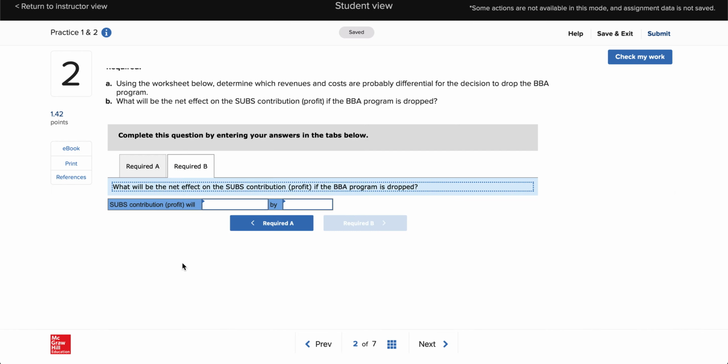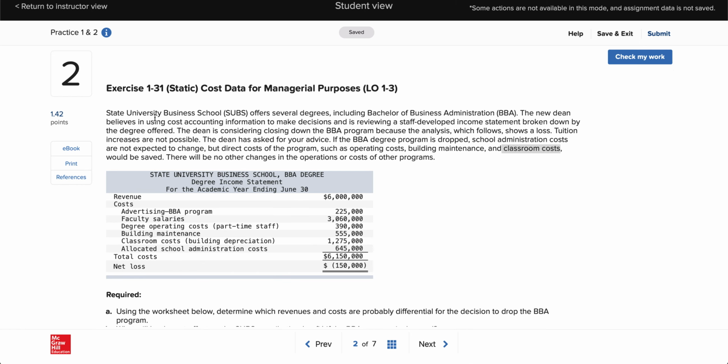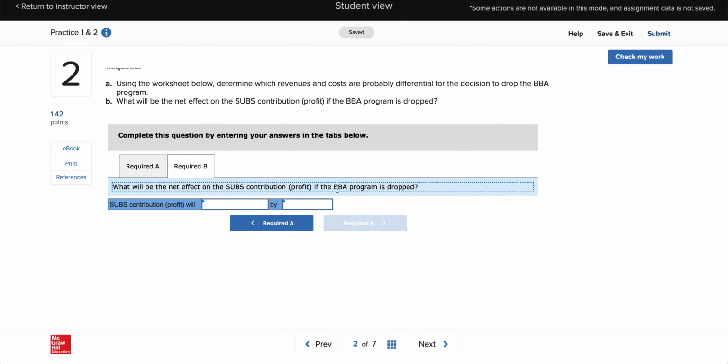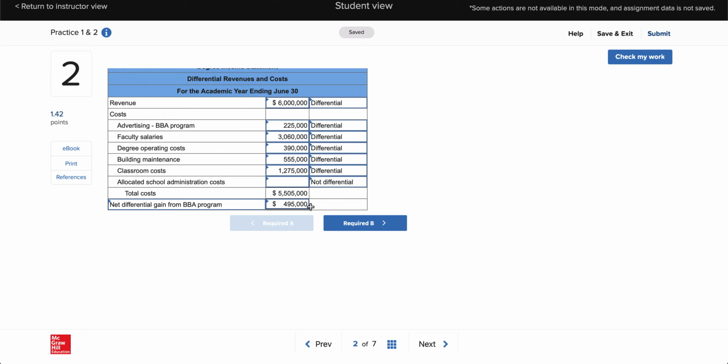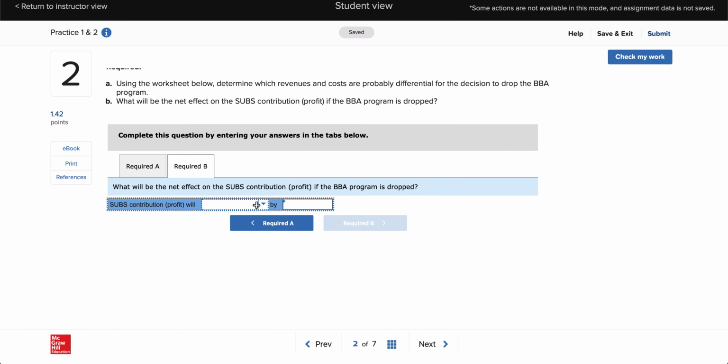Let's look at requirement B. They want to know what will be the net effect on SUBS's contribution or profit, SUBS being the State University Business School, if the BBA program is dropped. Looking at the analysis that we just completed, right now this program is contributing $495,000 towards the overall net income of the company. So if we eliminate the program, we are actually eliminating this money. That would decrease it by $495,000.